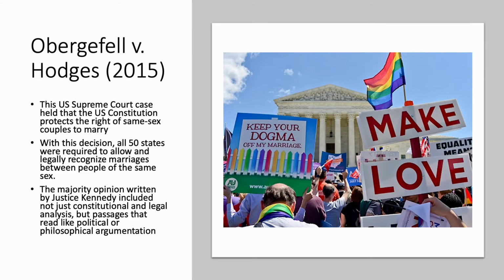Let me give you an example of what I'm talking about. Back in 2015, the U.S. Supreme Court made a decision called Obergefell versus Hodges, in which they said that the U.S. Constitution protects the right of same-sex couples to get married. And that meant that with that decision, all 50 states were required to allow and to legally recognize marriages between people of the same sex, regardless of what their state laws already said. In many states, it was not legal, and then it became legal because the Supreme Court imposed that rule on the whole country. Why? Because it's based in the U.S. Constitution, which covers the whole country.